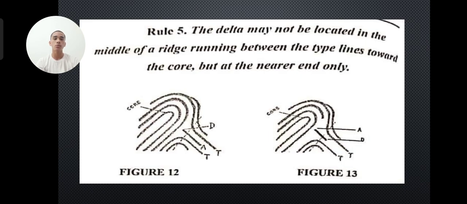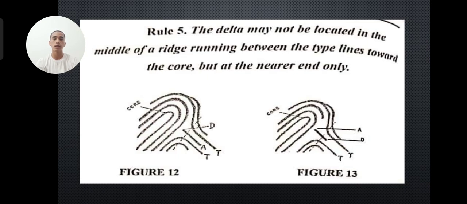So, I will go back to that. Rule number 5: the delta may not be located in the middle of a ridge running between the type lines towards the core, but at the nearer end only. So the one we choose there is the ridge ending, because it is the nearest to the core.